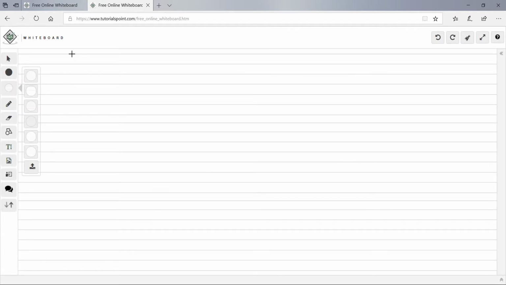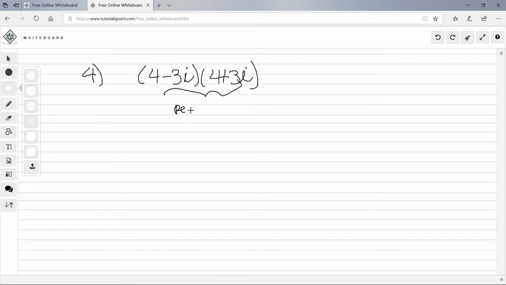Number 4. This is 4 minus 3i times 4 plus 3i. Looking at it, I'm not going to FOIL it. You know why? Because this is a rule we know. This, 4 minus 3i times 4 plus 3i, is also known as the difference of squares. If you don't know that rule, you might FOIL it, but that's going to take too long.